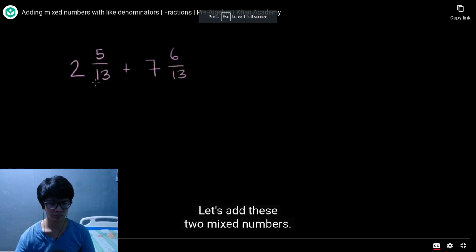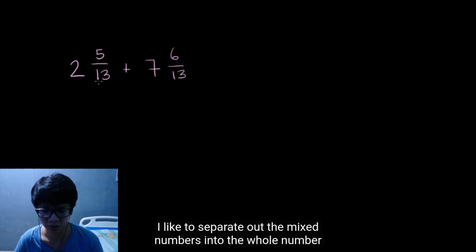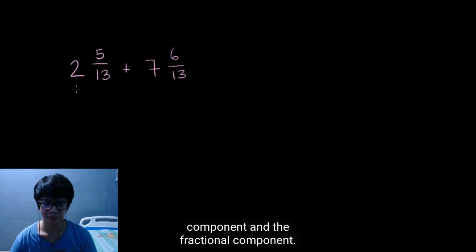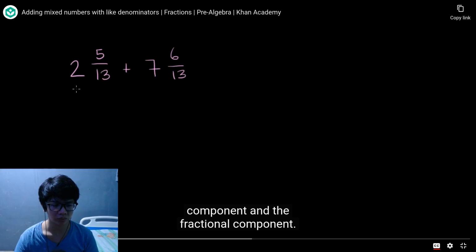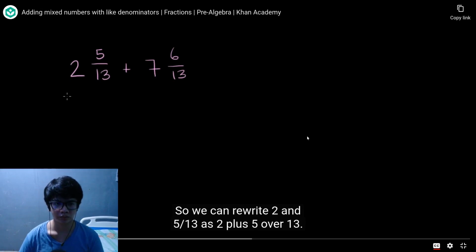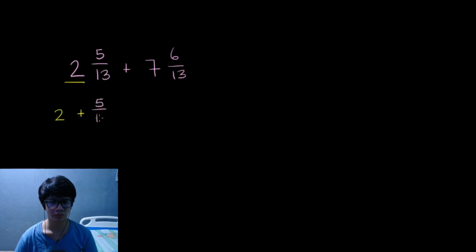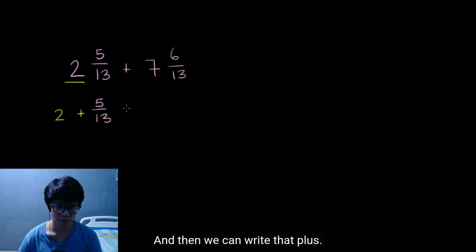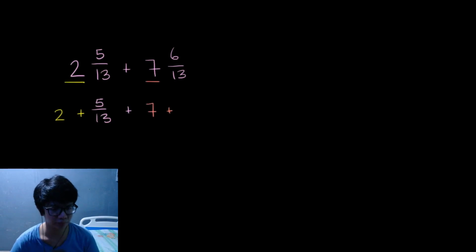Let's add these two mixed numbers, 2 and 5/13 plus 7 and 6/13. And the way I like to think about it in my head, I like to separate out the mixed numbers into the whole number component and the fractional component. So we can rewrite 2 and 5/13 as 2 plus 5 over 13. And then we can write that plus, and 7 and 6/13 we can rewrite as 7 plus 6/13.